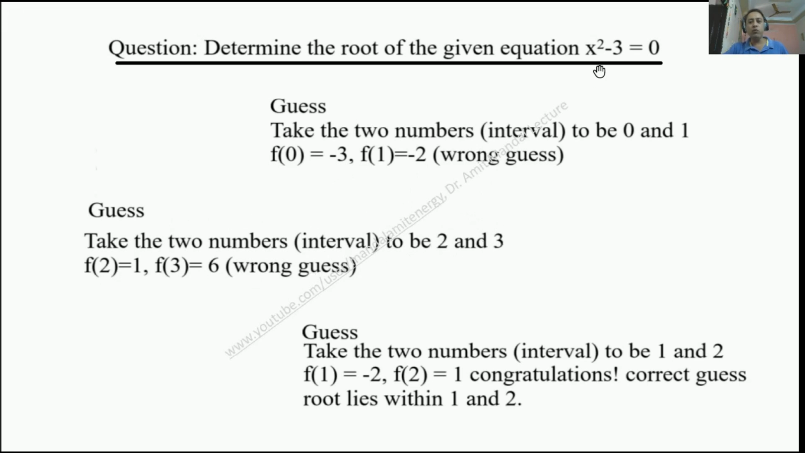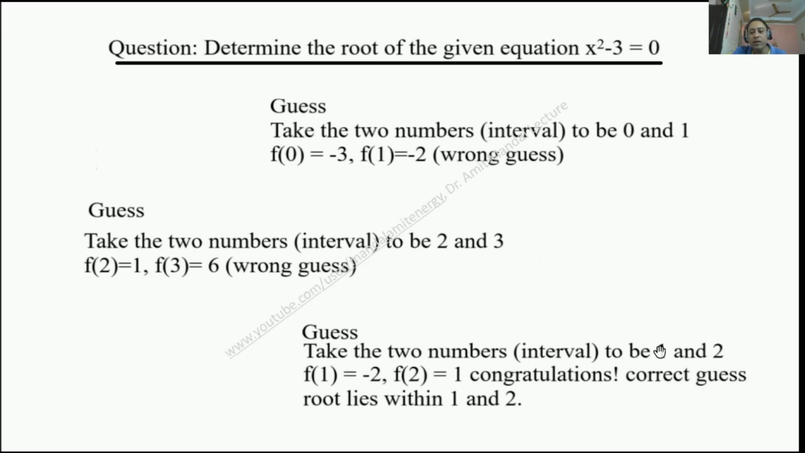So in case I am taking f(2), 2 squared minus 3 equals 1, and in case I am keeping 3, 3 squared minus 3 equals 6. Again it is a wrong guess because 0 doesn't lie between 1 and 6. Now I am taking the third guess. Suppose those numbers are 1 and 2. In case I am putting 1 in this equation, I am getting minus 2, and in case I am putting 2, I am getting plus 1. Now this guess is correct.